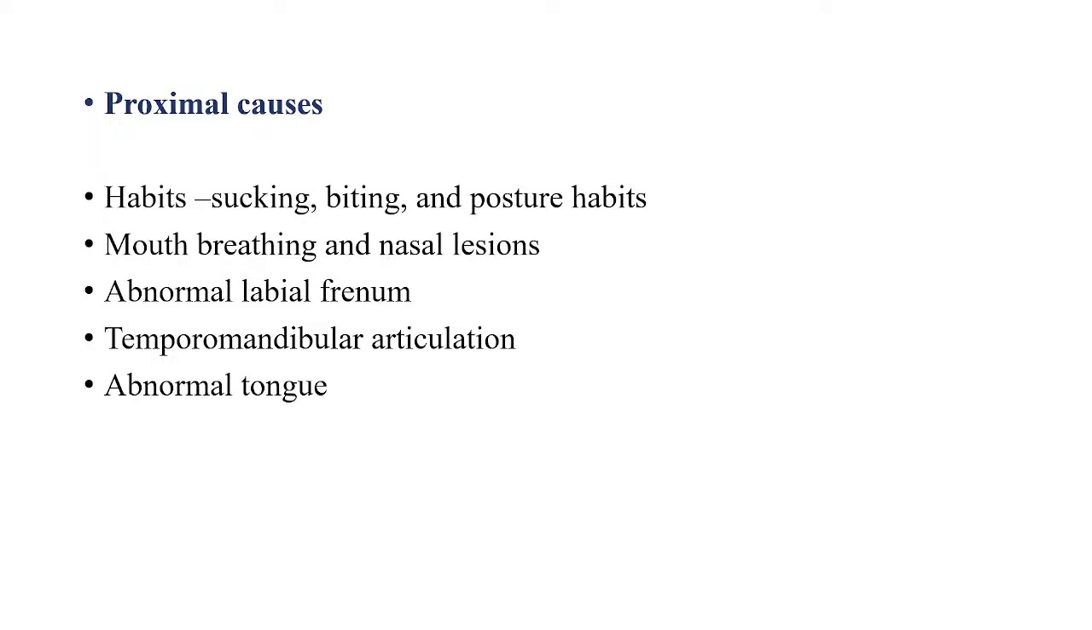TMJ articulation, temporomandibular joint. If there are issues with the temporomandibular joint like TMJ ankylosis, if the child had a fall, okay, and one of the joints is ankylosed, it is fixed, then the other side is growing, this side is not growing. So it will lead to malocclusions. Abnormal tongue. If you have a bigger tongue, it will exert pressure on the teeth and it will lead to malocclusions.